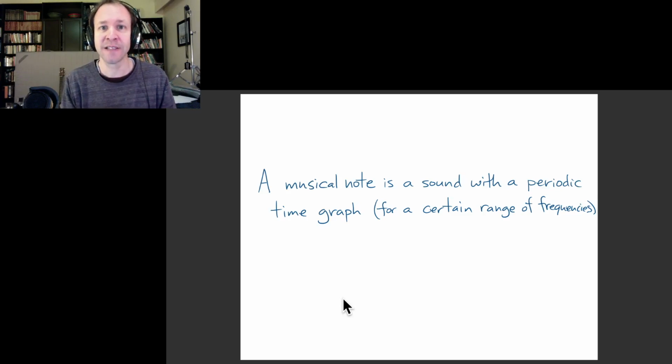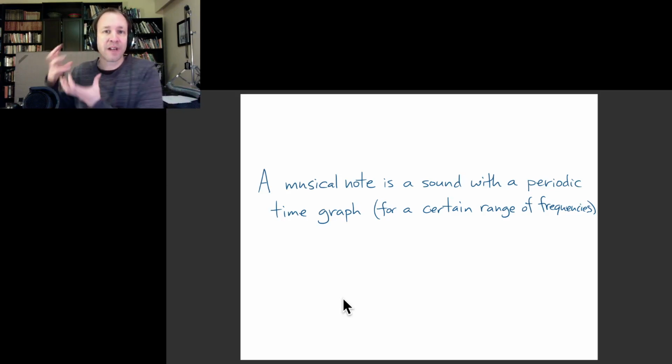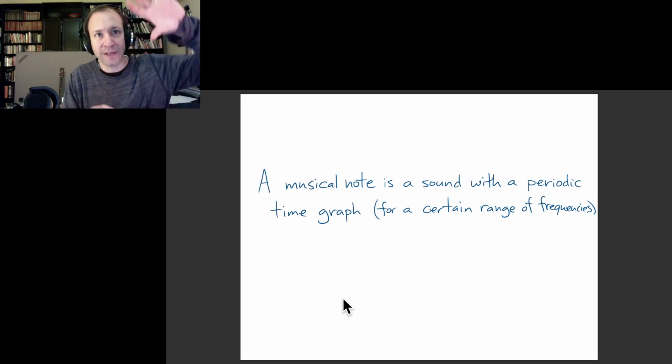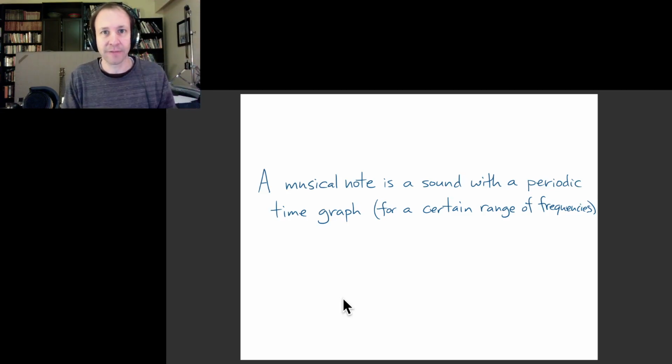So in the next video, I'm going to start talking about what are the properties of these different time graphs that correspond to the different qualitative properties of musical sounds that would distinguish, say, the sound of a trumpet or a recorder or my humming. And so we want to kind of figure out what is it about these graphs that translates into different kinds of properties of sounds.